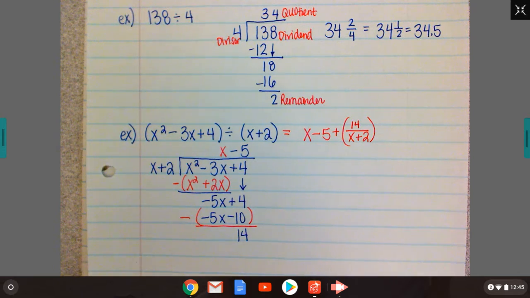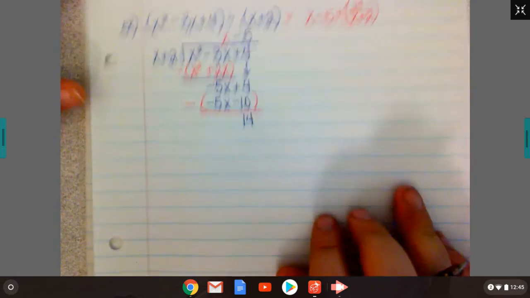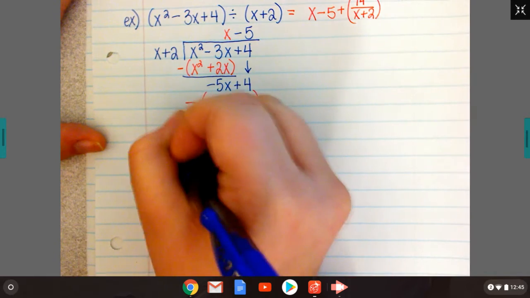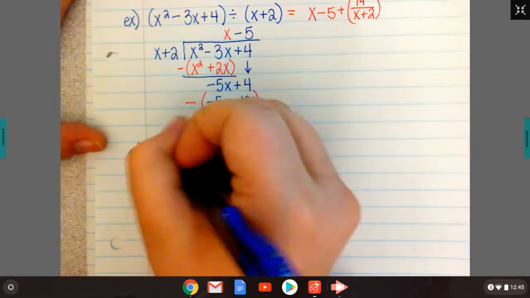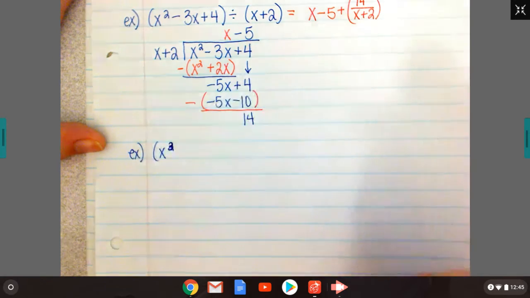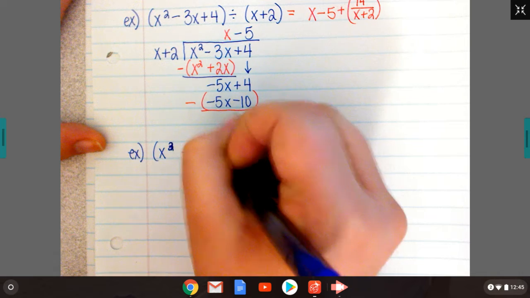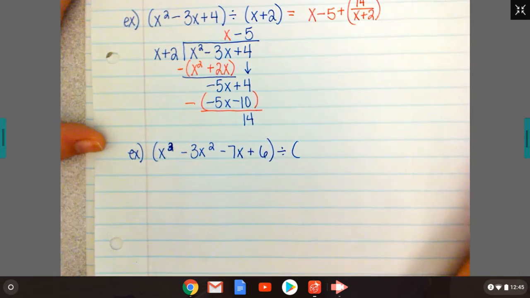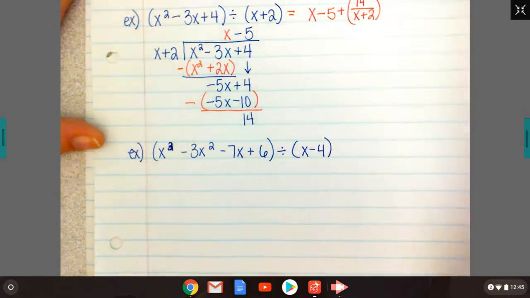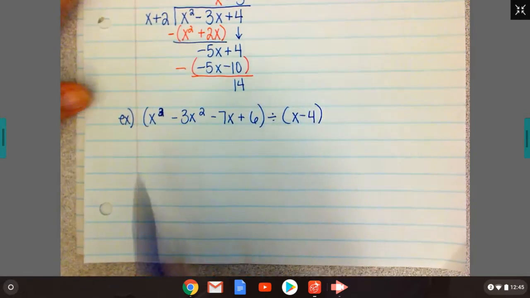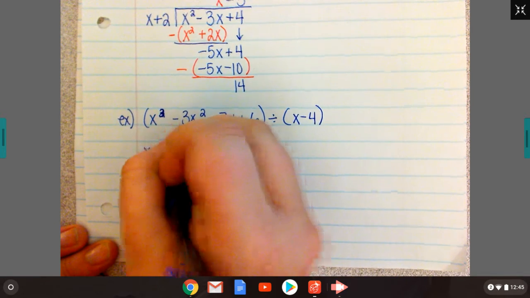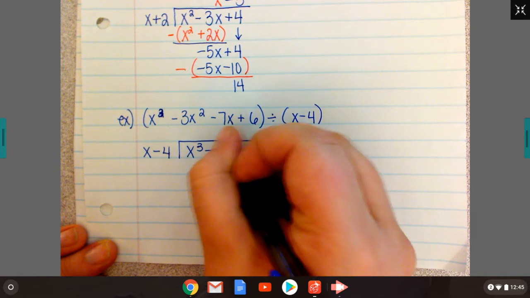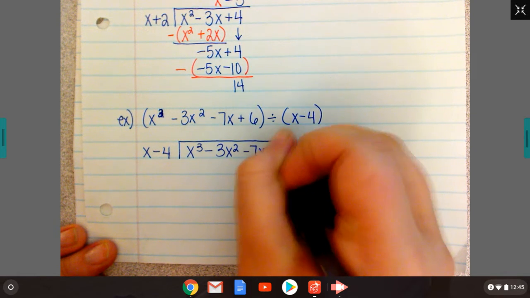That's how our answers will look. Let's try another one. If I had x cubed minus 3x squared minus 7x plus 6 divided by x minus 4, I'd want to first set this guy on the outside as our divisor. And on the inside, we've got x cubed minus 3x squared minus 7x plus 6.